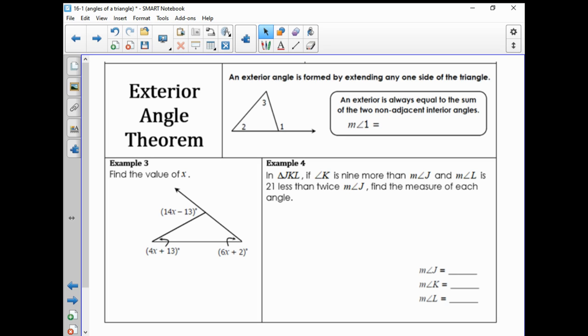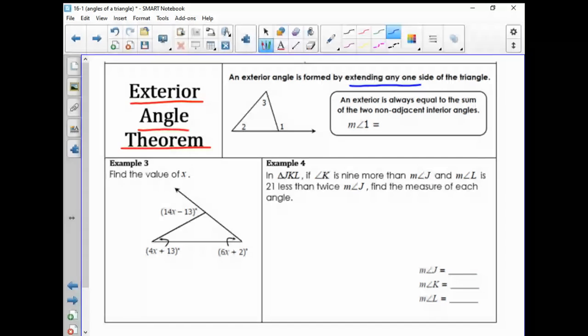All right, welcome back. The next theorem in this unit is called our exterior angle theorem. We've got one more nice piece of information that we know about all of the angles in a triangle. So here it is. If you have an exterior angle, basically all you're going to do is extend any side of the triangle right here. And here we've got what we call an exterior angle.